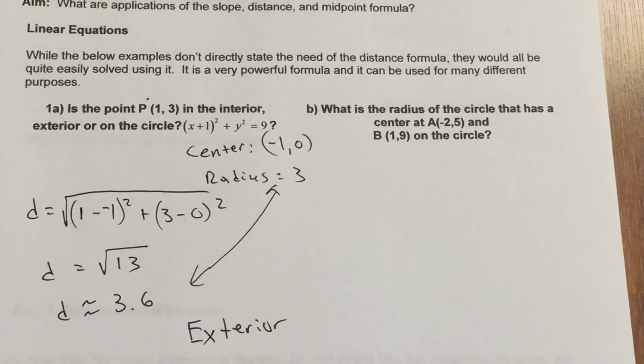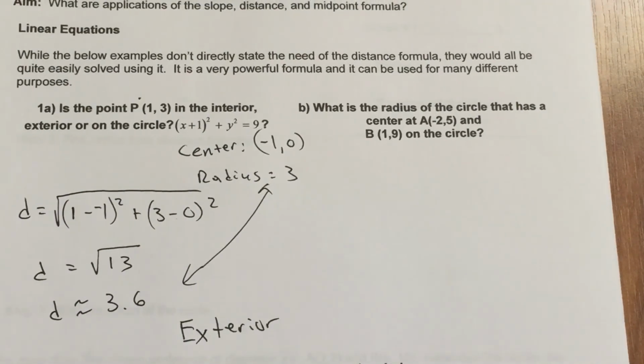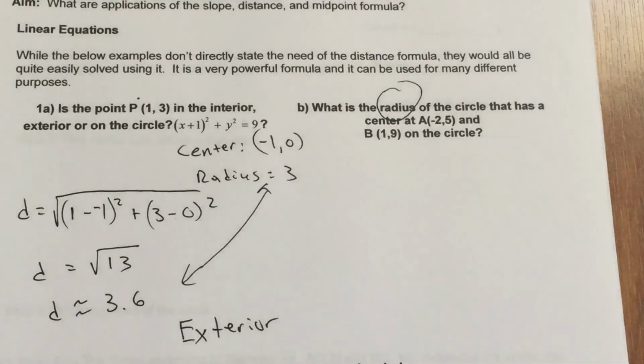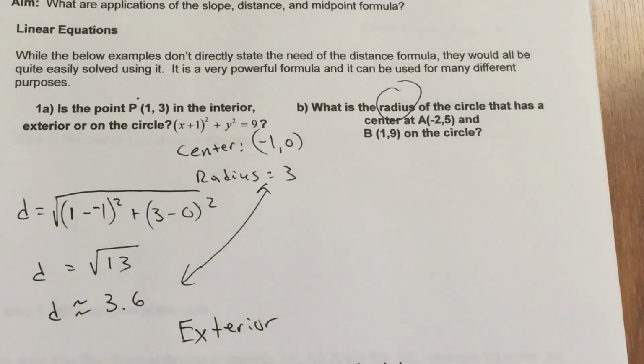Let's look at another circle example. It says, what is the radius of a circle that has a center at -2, 5 and point B is on the circle at 1, 9? Well, again, the radius is the distance from the center to any point on the circle. Well, B is on the circle. So we really just need to apply the distance formula again.